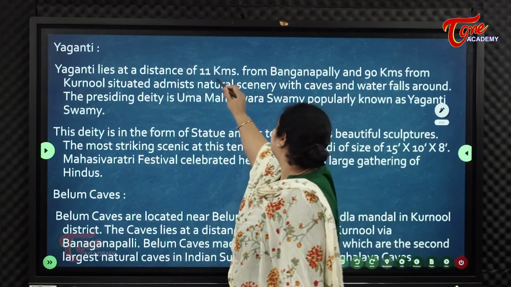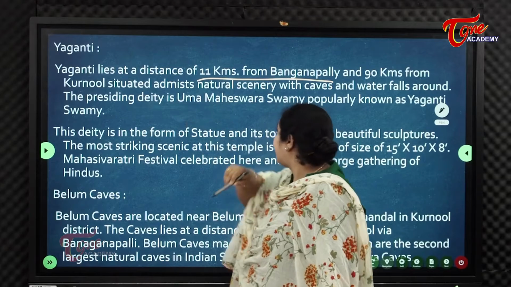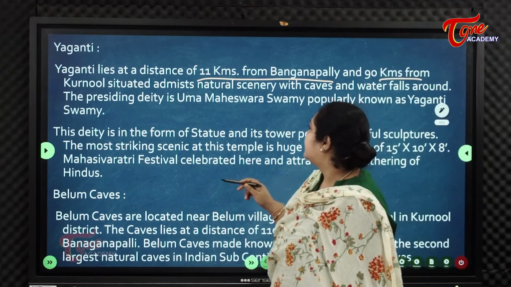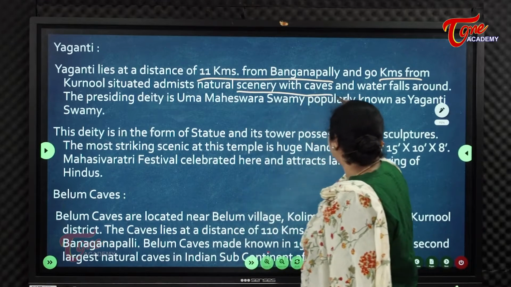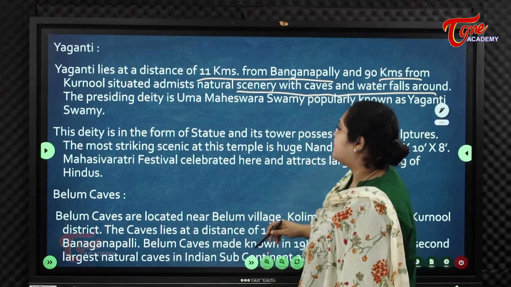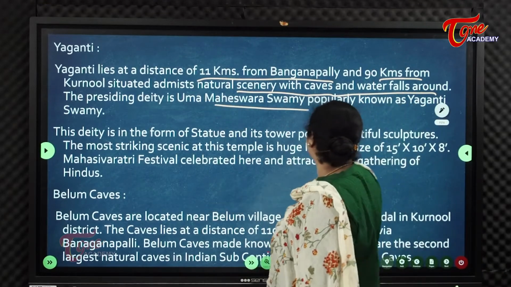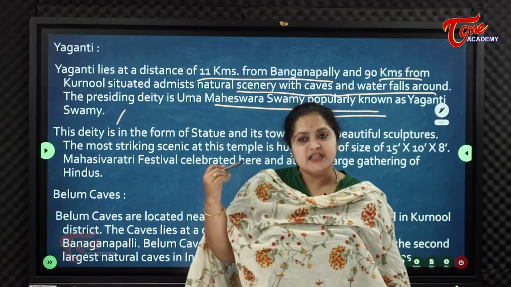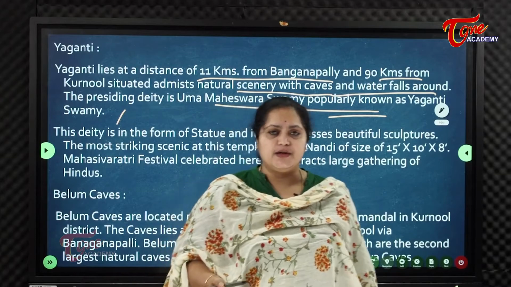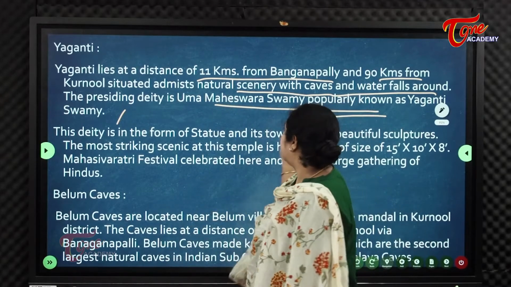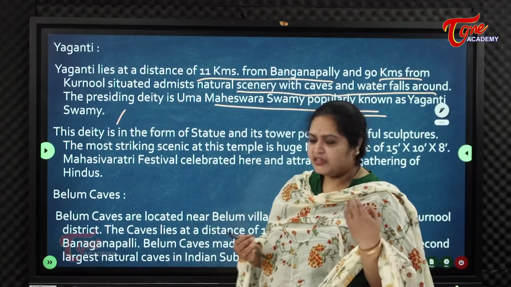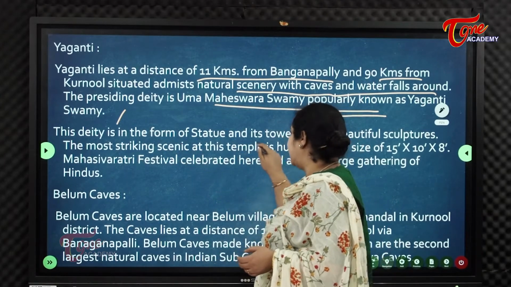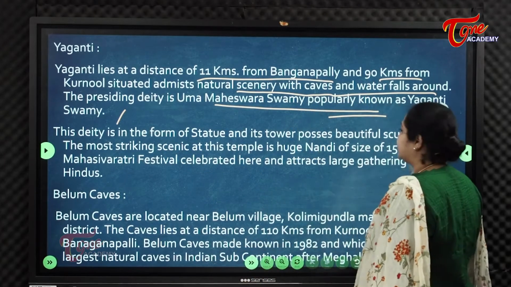Yaganti is at 11 kilometers from Banganpalli and 90 kilometers from Kurnool, situated amidst natural scenery with caves and waterfalls around. The presiding deity is Uma Maheshwara Swami, popularly known as Yaganti Swami. So Yaganti is also a very famous religious destination where Yaganti Swami is residing. The deity is in the form of a statue and its tower possesses beautiful sculptures.